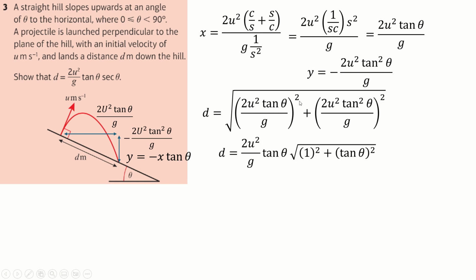I've taken out everything, so it's just 1 squared plus. And there's only one tan left in here. So 1 squared plus tan squared is, of course, sec squared, and then root of sec squared is just sec, and we get what was required.